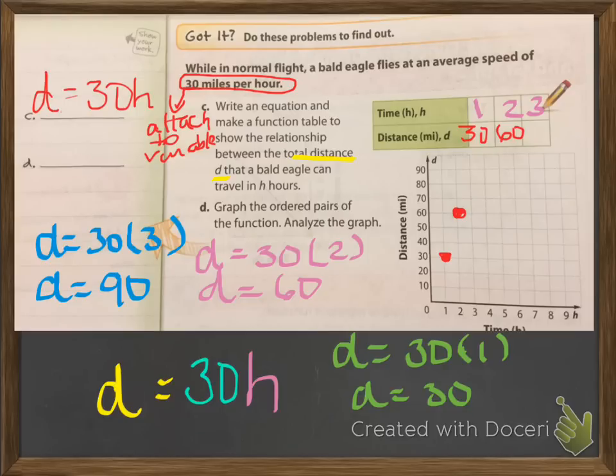Okay, for the last piece, you can see right here that we did D equals 30 times 3 because of this 3 right here. And when we plug the 3 in for H, we get 90 as the distance. So now our ordered pair is going to be when H is 3, distance is 90. So we're going to go over 3 and we're going to go up to 90. And again, those ordered pairs can be made from the table right here. So we've got 1 and 30, 2 and 60, 3 and 90.